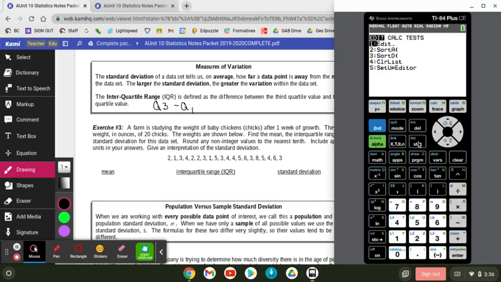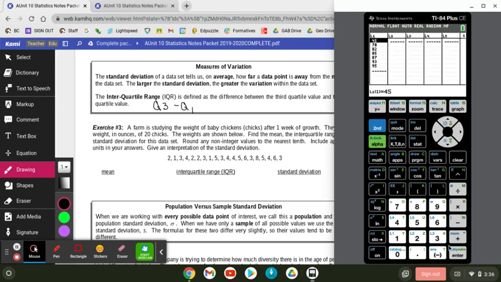So I go to stat, edit, and I'm going to clear my first list. If you're going to be reusing problems, you can just do more lists, but in this case, we're only using them each once. So I'm just entering the numbers, making sure that I enter exactly what's written. They do not need to be in order for me. If I was finding the median and Q1 and Q3 by hand, I would start by putting those in order. But since I'm using my calculator, I just enter them in. And I have 20 weights.